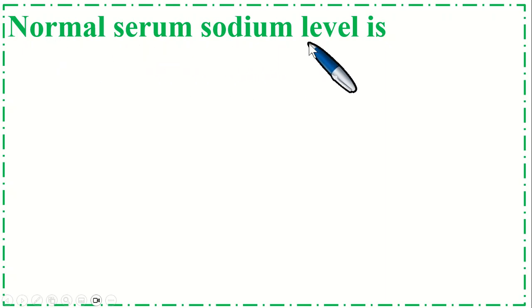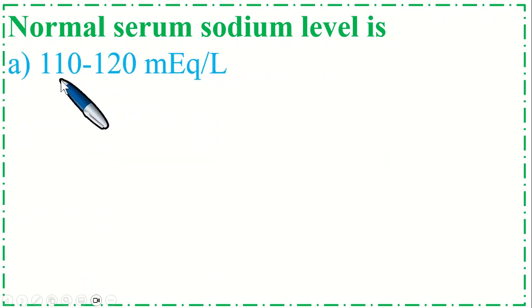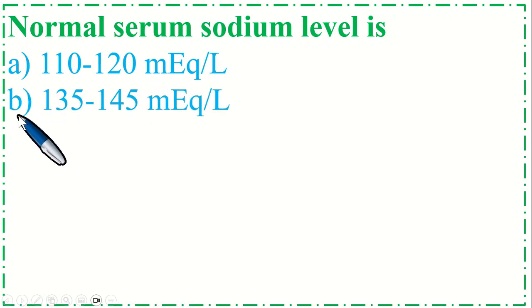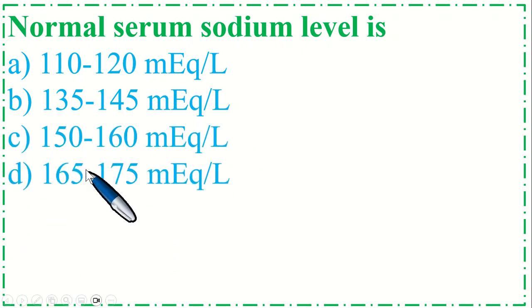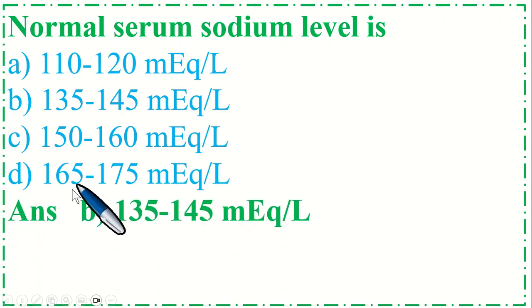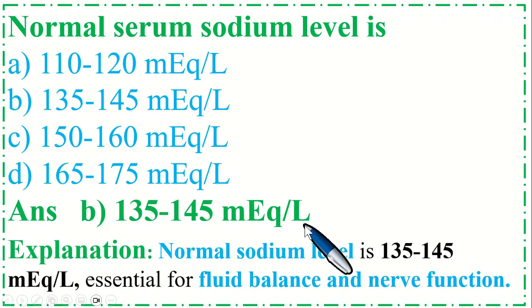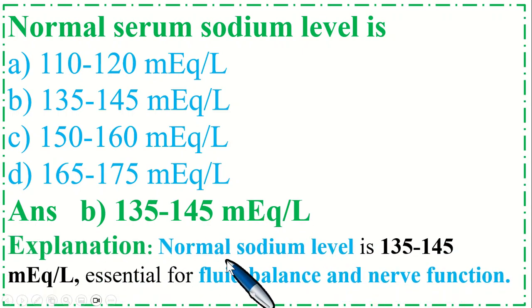Normal serum sodium level is option A, 110 to 120 milliequivalent per liter, option B, 135 to 145 milliequivalent per liter, C, 150 to 160 milliequivalent per liter, and option D, 165 to 175 milliequivalent per liter. So the correct option is B, 135 to 145 milliequivalent per liter. Explanation is normal sodium level is 135 to 145 milliequivalent per liter, essential for fluid balance and nerve function.